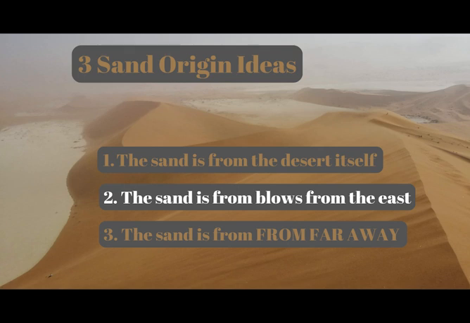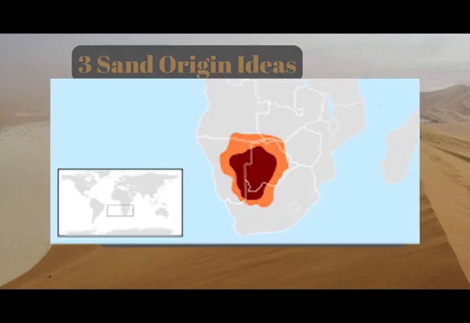The second idea, that the sand comes from the east of the Namib, is also true to a tiny extent. There is some erosion out of the escarpment mountains that are to the east of the desert, but this contributes very little sand in comparison to the total amount of sand in the dunes. There's also more to this idea. To the east of the escarpment lies the very vast Kalahari Sand Basin, which is a huge area of sand within southern Africa.